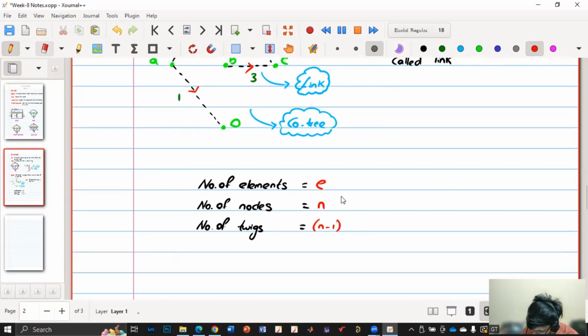Okay, but also the number of twigs is represented as T. So T is equal to n minus 1.